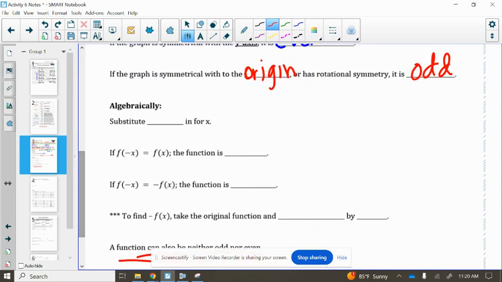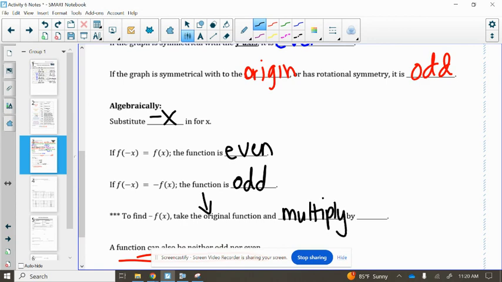We can also look at these algebraically. So basically what you would do is plug in a negative x. If it comes back looking like the original, it's even. If it comes back looking like the original function but negated, it is odd. So essentially to do this step, you would just multiply the original function by -1. Check that out. It flips the signs of the original.